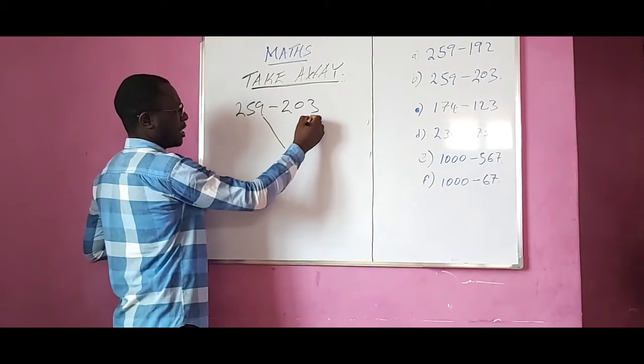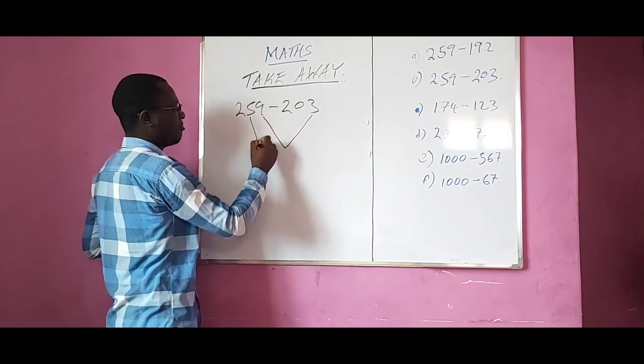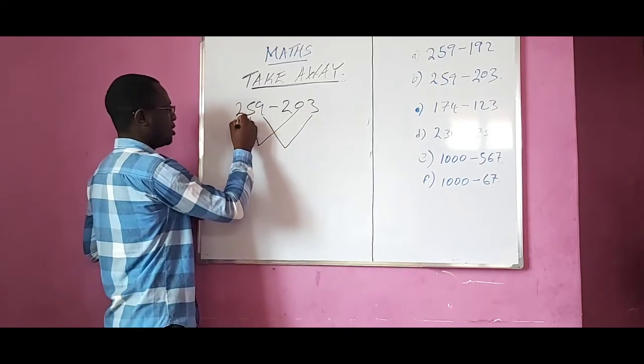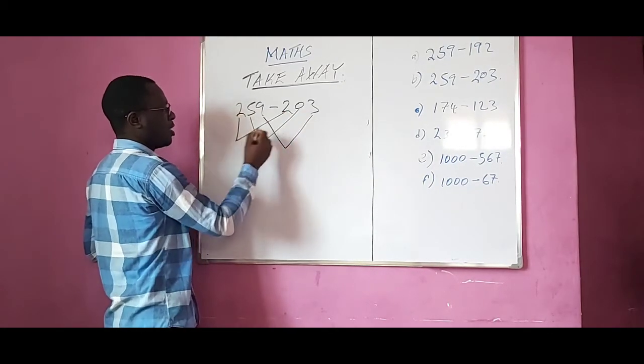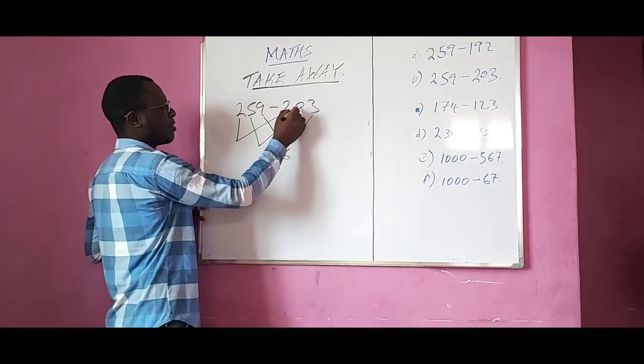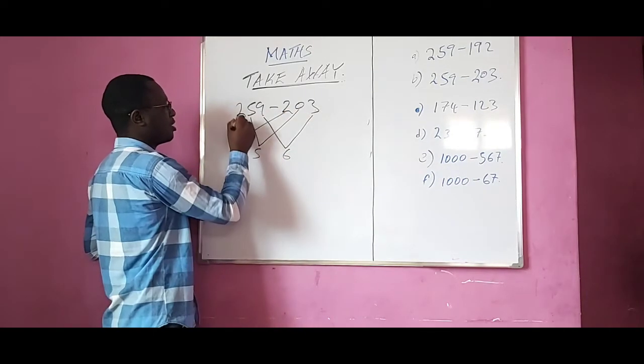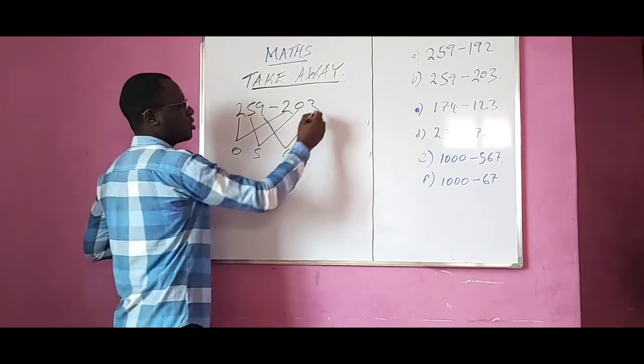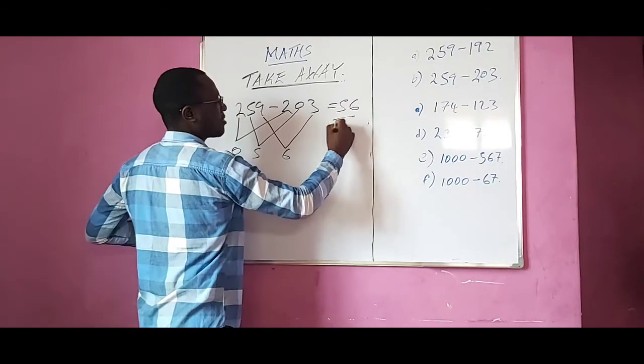9 take away 3, 5 take away 0, and 2 take away 2. 9 take away 3, that is 6. 5 take away 0, that is 5. 2 take away 2, that is 0. So the answer is 56.